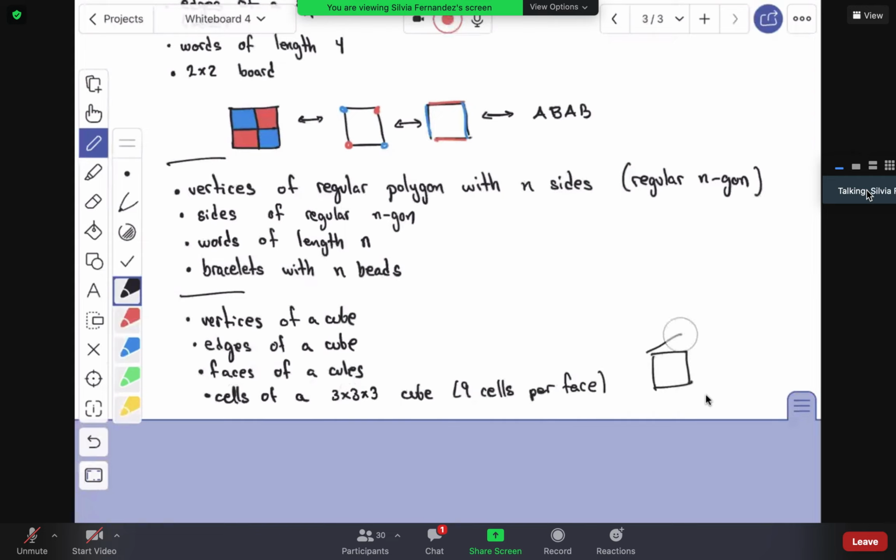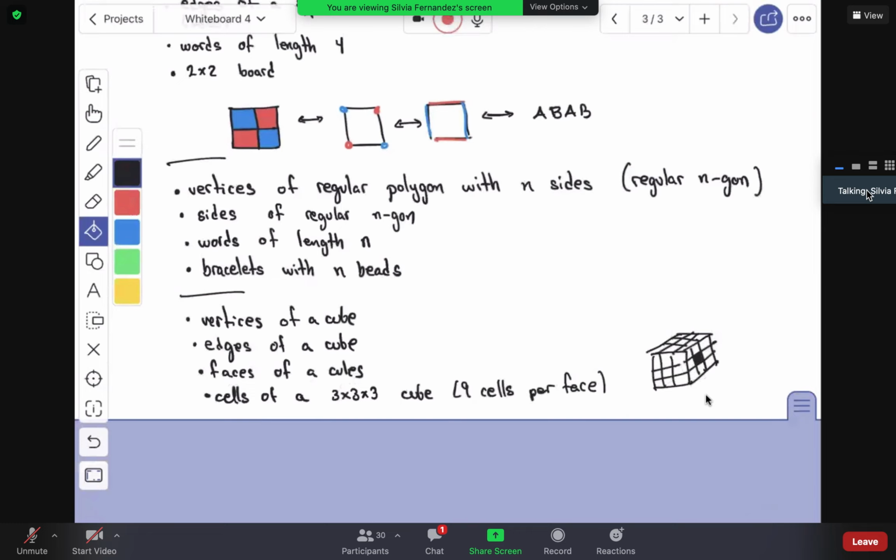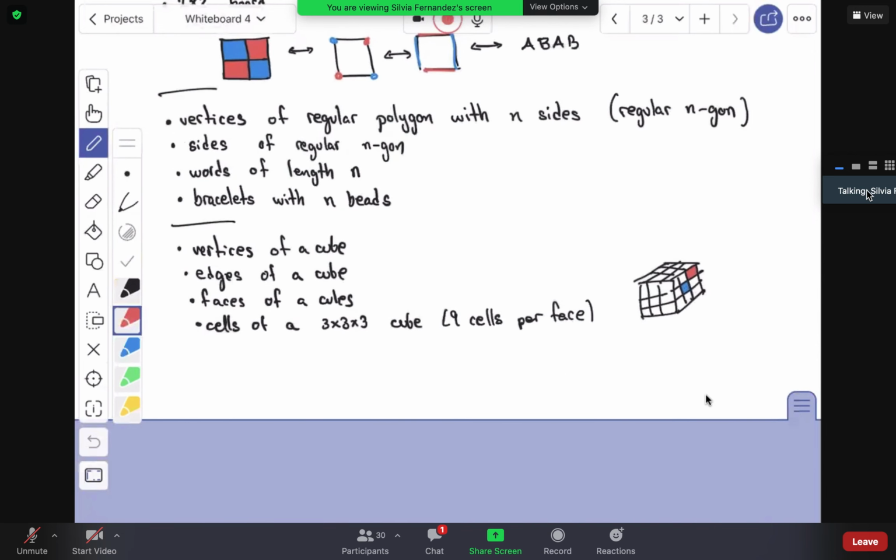Something like this, where you're actually coloring these little faces. So you have 36 things that you have to color. You can see how complicated this can get, but with the method, it is complicated, but not as much.